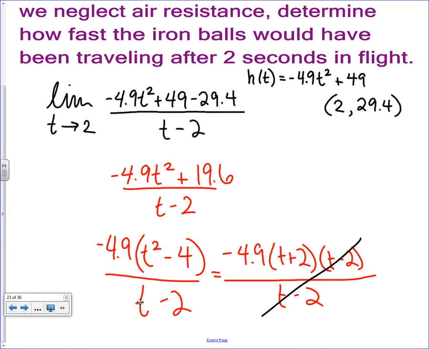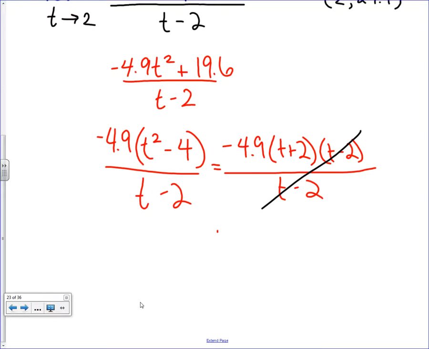Okay, so now what am I going to do? Yep, take the 2, put it in there. That'll be a 4 times negative 4.9. And this is just a coincidence that it's this number. What is it? Should be negative, right, folks? What's the units on this? Meters per second.